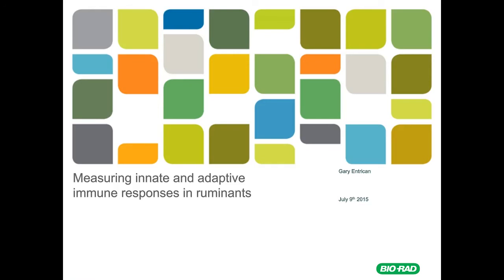Okay, thanks, Liz. That leads into the next question. Where could we find the antibodies for sheep IL-4, interferon gamma, and IL-17?